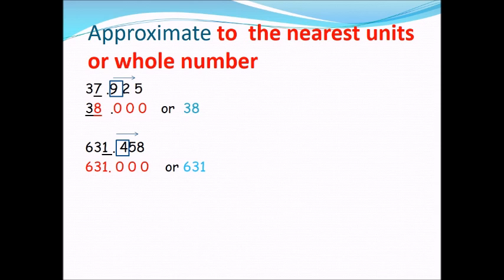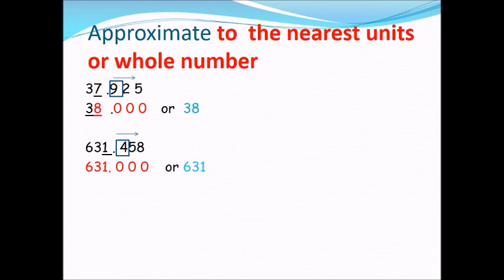Approximating to the nearest unit or a whole number. Unit or a whole number, the same meaning. Let's see the first example, 37.925. The first step is I will underline the unit digit. The unit digit here is 7. So what is the next door beside 7? The next number is the tenths. So 9 is the next door.